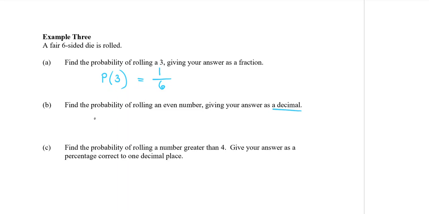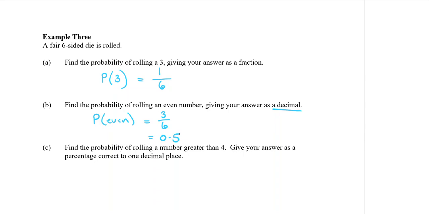Okay, so I'm going to start the same way. Probability of getting something that is even. Now your even numbers are 2, 4, 6. So there is 3 of them out of the 6. Now some of you probably know what that is as a decimal already. 3 out of 6 is a half, which means that that's going to be 0.5.